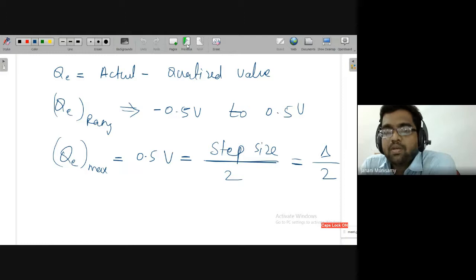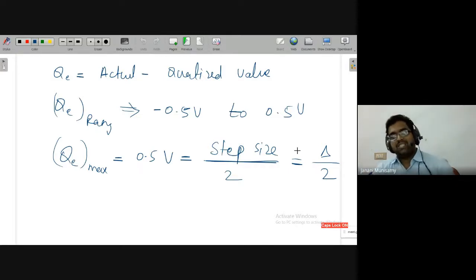So step size we defined. Step size is the difference between the levels, and the maximum quantization error is del by 2. The maximum quantization error is not del, it is del by 2.